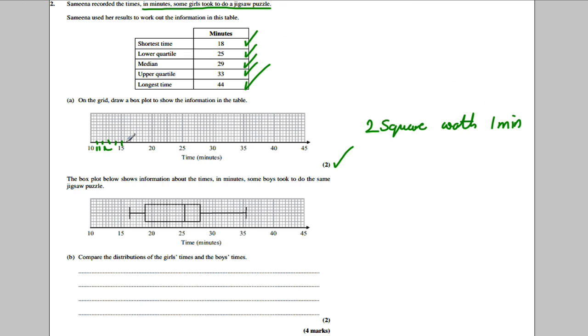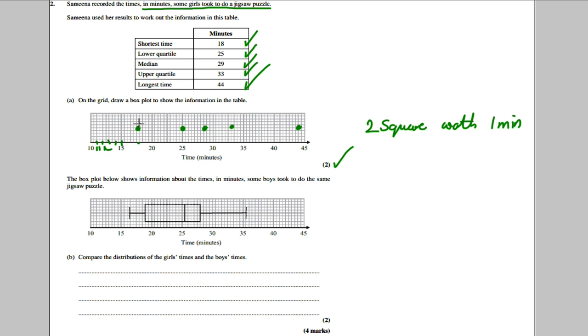So the shortest is 18. So 16, 17, 18. 18 looks like it's there. 25, well that's lucky, it's dead on the line there. 25 for the lower. 29, so 26, 27, 28, 29 looks there. 33, 30, 1, 2 and 3 there. And 44 would be 41, 42, 43, 44. Be super careful not to count 4 squares there for 44. You have to be really on the ball here to get these.